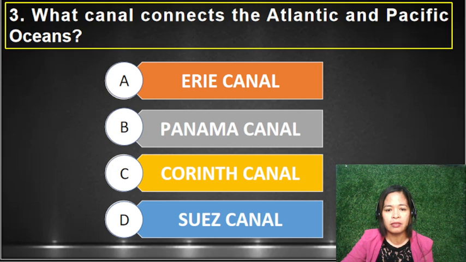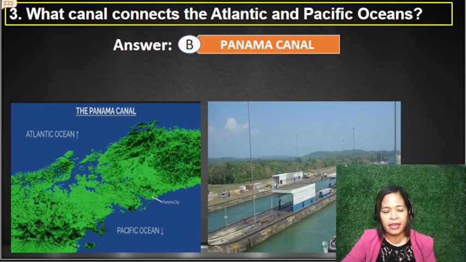What canal connects the Atlantic and Pacific Ocean? A. Erie Canal, B. Panama Canal, C. Current Canal, and D. Suez Canal. Okay, the answer is Panama Canal. That's letter B. Kindly look at the picture here. It connects the Atlantic Ocean and the Pacific Ocean.